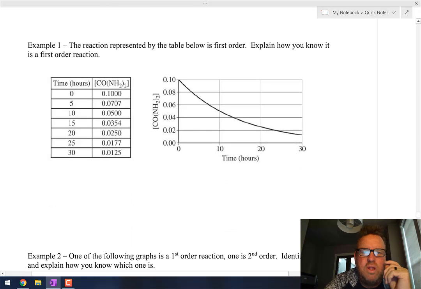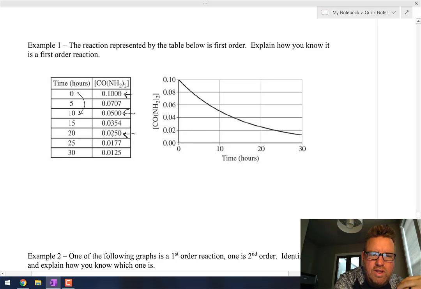The reaction represented below by the table as first order. Explain how you know it's a first order reaction. So they're telling you the answer. They just want to know why. Okay, again, look at the initial concentration. How long does it take you for half of it to go away? Well, there's half right there. It took 10 hours.